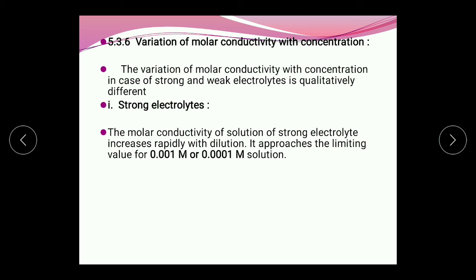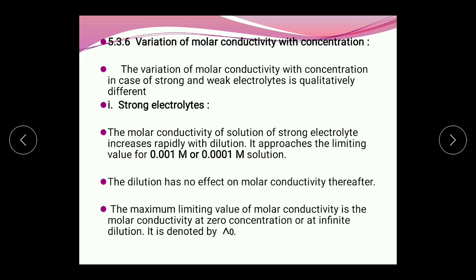It approaches the limiting value for 0.001 molar solution. Limiting value, that means on further dilution, it has no effect on molar conductivity thereafter. So, we are diluting the strong electrolyte solution. The number of ions goes on increasing, hence molar conductivity goes on increasing. But after a certain point, it stops, or there is no increase in the molar conductivity. Why? Because it has reached the limiting value. And what is that limiting value? That is, there is no increase or decrease in the molar conductivity after further dilution.